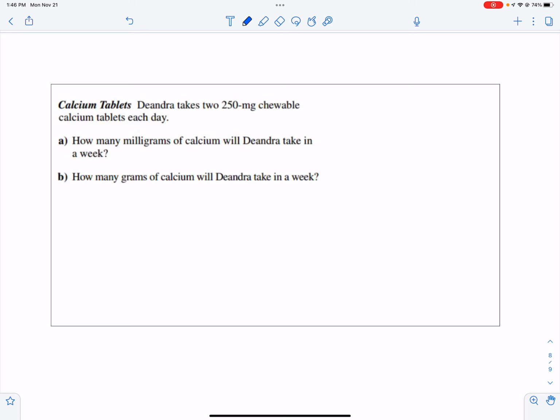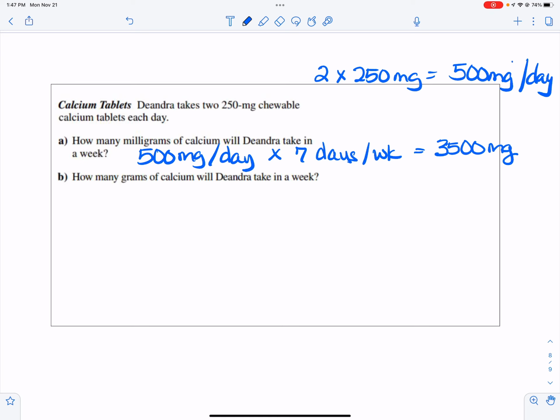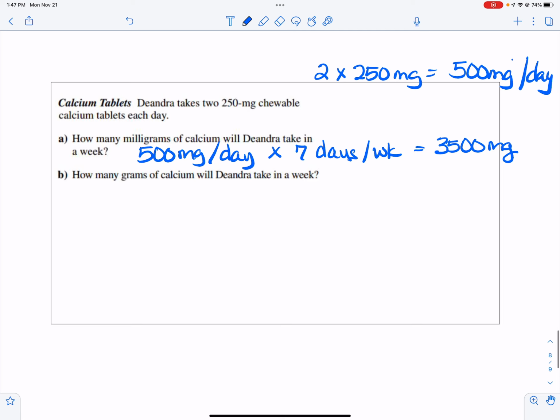Okay, so the next one we have Deandra takes 2 250 milligram chewable tablets each day. Okay, so 2 times 250 milligrams says that she takes 500 milligrams a day. Okay, and then we want to know how much she's going to take in a week. So 500 milligrams a day times 7 days in a week. And so that would be 3,500 milligrams.